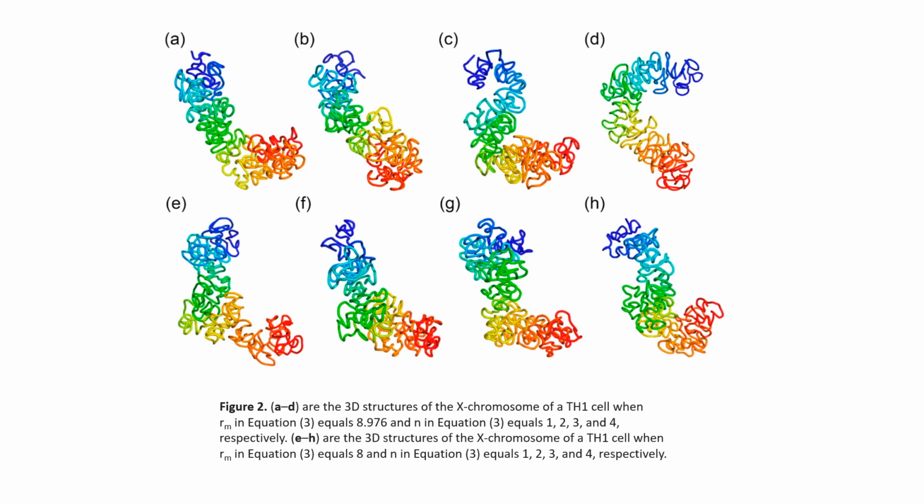Figure 2. A to D are the 3D structures of the X chromosome of a Th1 cell when Rm in equation 3 equals 8.976 and n in equation 3 equals 1, 2, 3, and 4 respectively. E to H are the 3D structures of X chromosomes of a Th1 cell when Rm in equation 3 equals 8 and n in equation 3 equals 1, 2, 3, and 4 respectively.